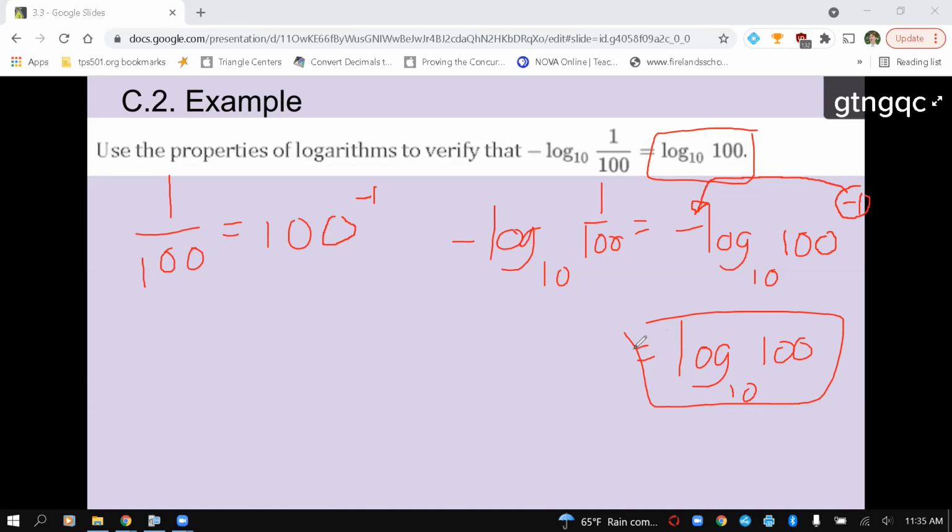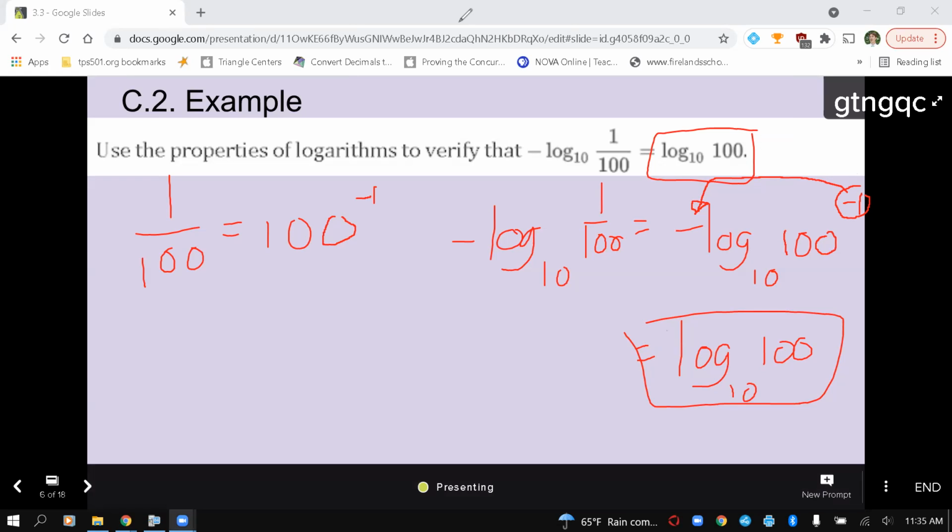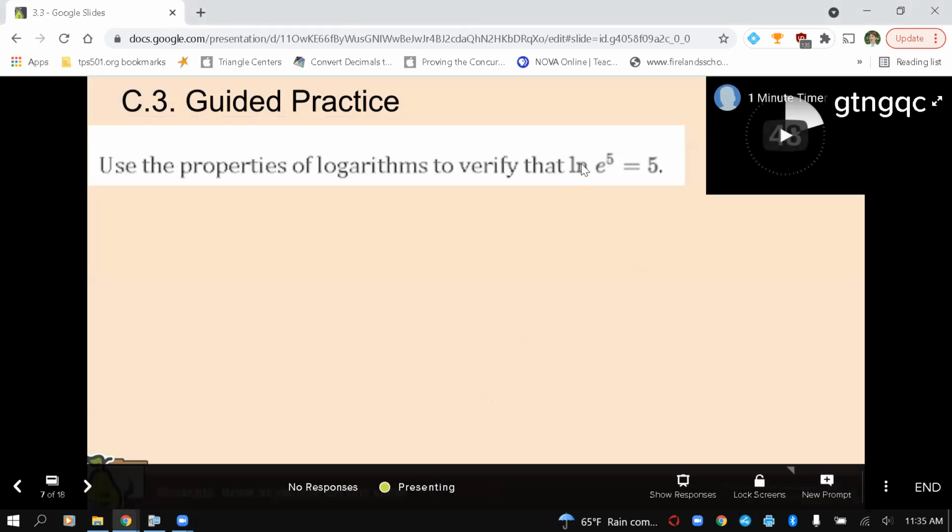You ready to try it? Let's do it. Your turn. I think there's only one of these on the website. All right, show that the natural log of e to the fifth is 5.